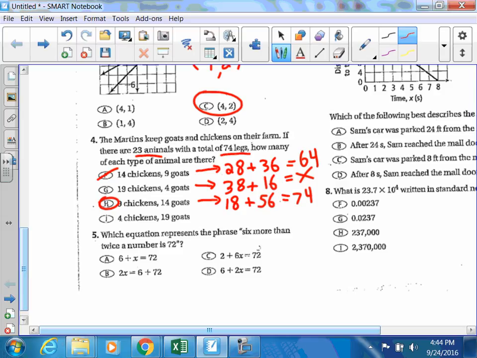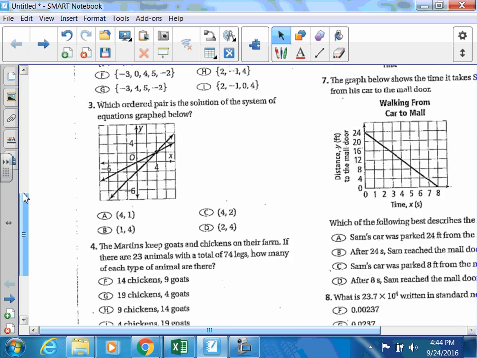And then number 5, which equation represents the phrase 6 more than twice a number is 72? 6 more is 6 plus. And then twice a number, so 2x, is equals, and then 72. So that would be your answer there. 6 more than twice a number is 72, which would be D. Okay, let's go up to the top and look at number 6.